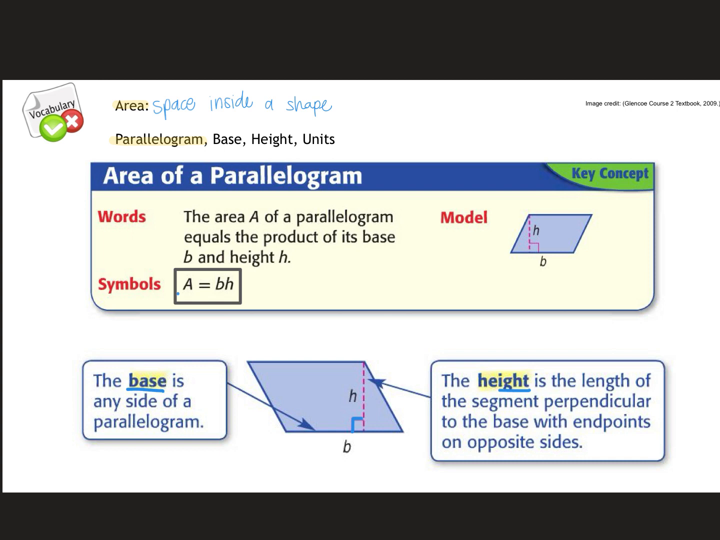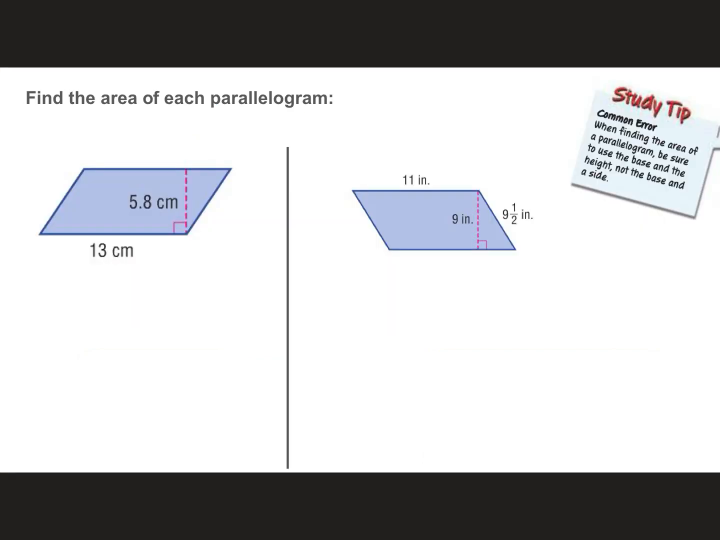Now we're going to use this formula to find our area of a parallelogram, which means we're going to take the base times the height. And then the units, that's the way that we're going to measure the area. So if we're measuring it in centimeters or inches, those are our units.